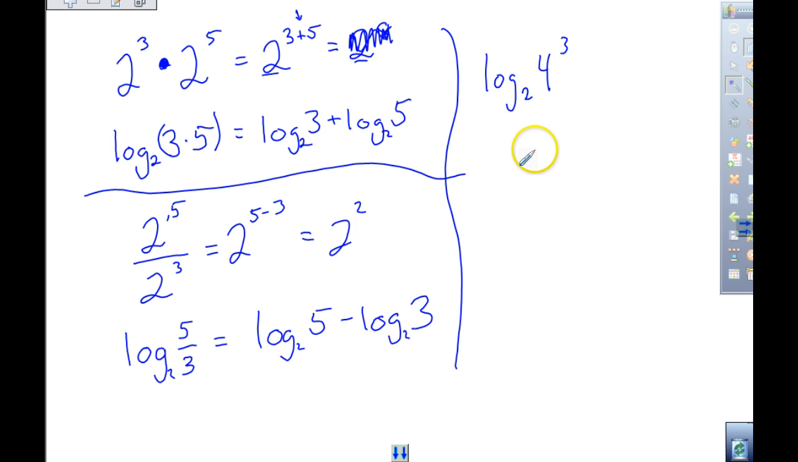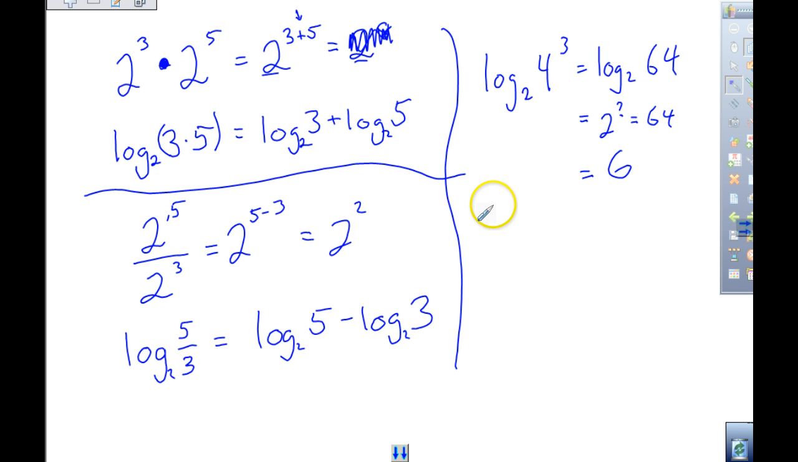So let's say we have log of 4 to the third power, in base 2. What does that equal? 4 to the third power would be 4 times 4 times 4, which is 64, right? And this is asking 2 to what power equals 64. We can do a little trial and error, or figure it out algebraically, but we'll know that 2 to the 6th power, 2 times 2 times 2 times 2 times 2 times 2, is 64.